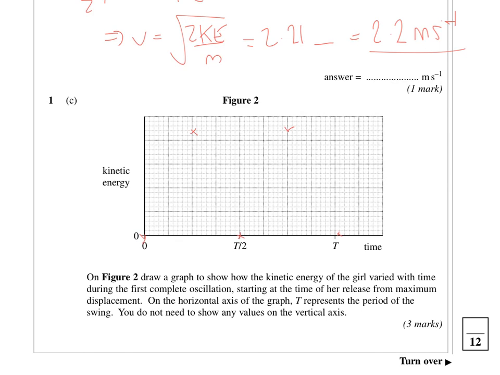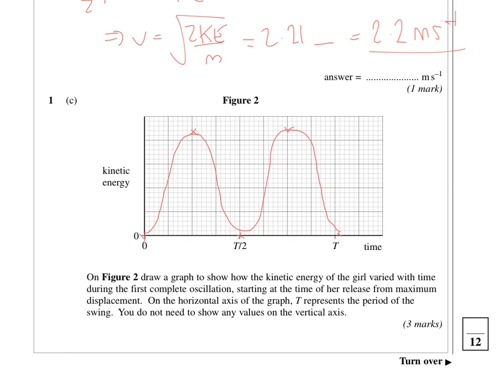So essentially these are the key points that it's going to go through, so it's going to look something a bit like this. In terms of its shape, we're going to get a sinusoidal shape.